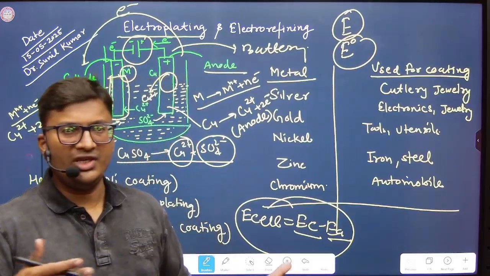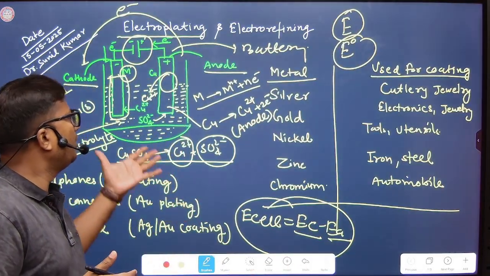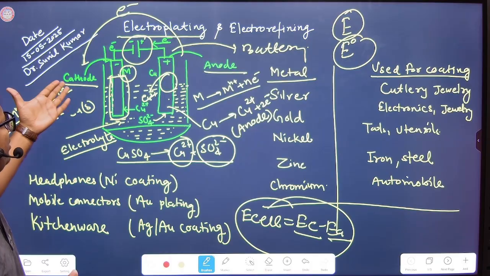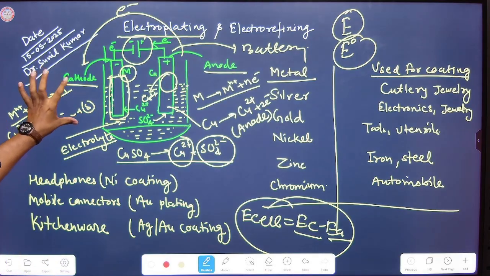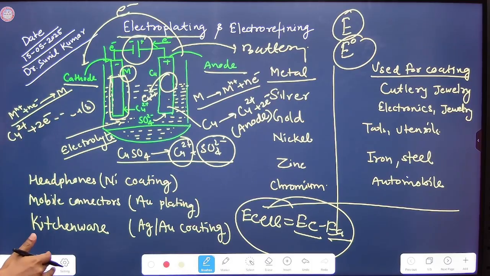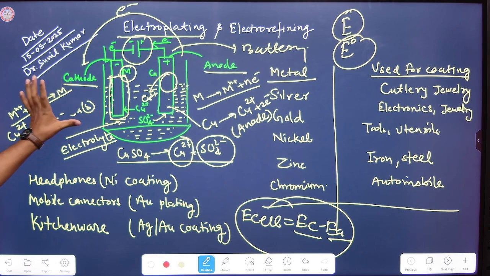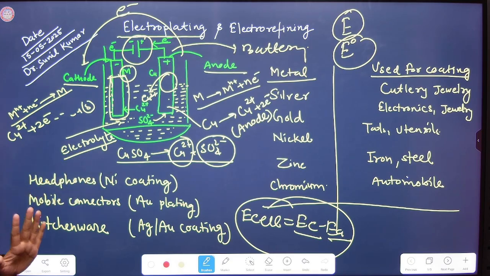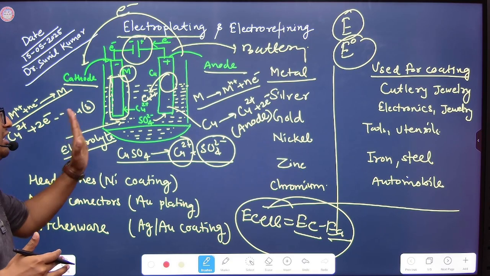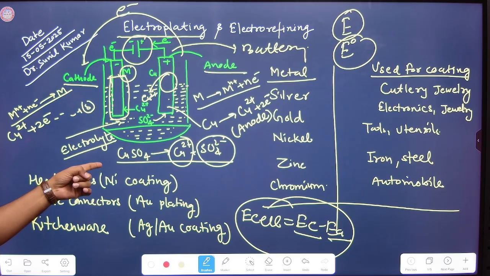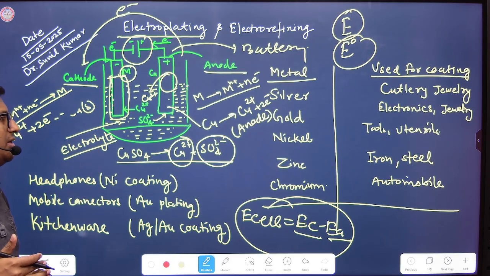So this is the process by which we can electroplate the cathode materials, right? So this is actually an example of deposition of copper metal on the cathode. Here we have used copper sulfate solution. If you use zinc metal, then you will use zinc sulfate solution, right?